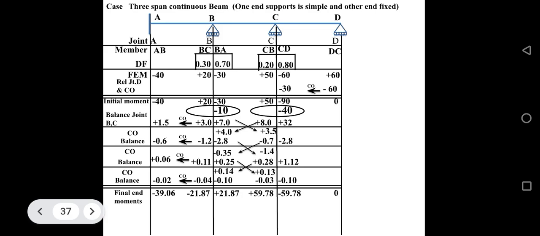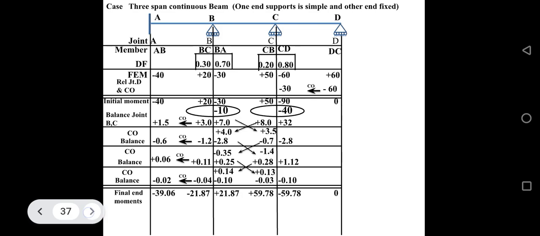So I hope that for the second case, when one end is fixed and the other end is simple, you can solve it. The same procedure is to be followed. Suppose end D is fixed and end A is simple, the same procedure is to be followed. The end which is simple needs to be released. After releasing, half the moment is to be carried over, and then we can proceed.